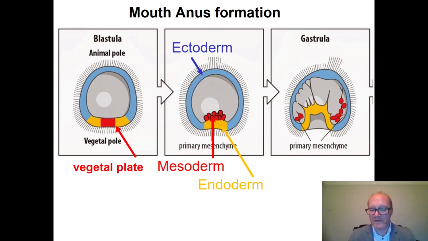So at one point, the cells of the region of the vegetal pole, the region of the vegetal plate actually, start to move or invaginate and form a depression. This depression, this opening, if you want, is called a blastopore. Okay, so this depression that is forming is called initially a blastopore.